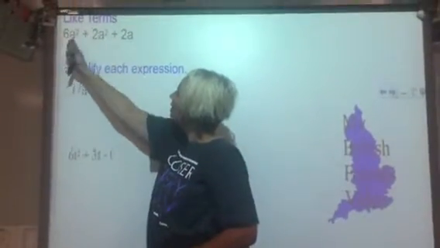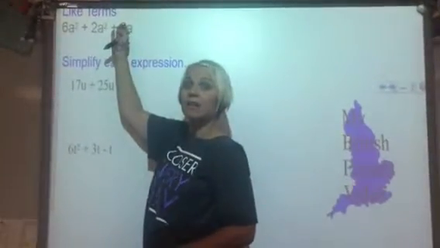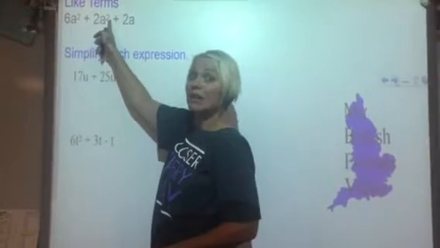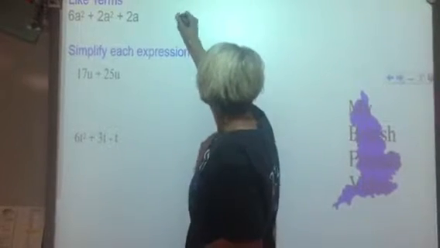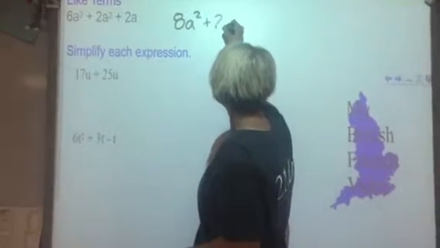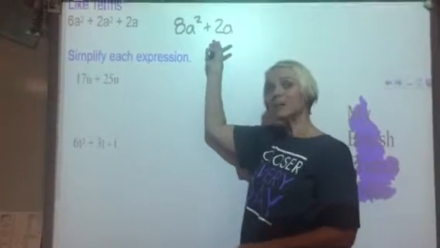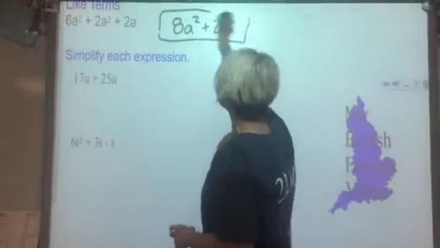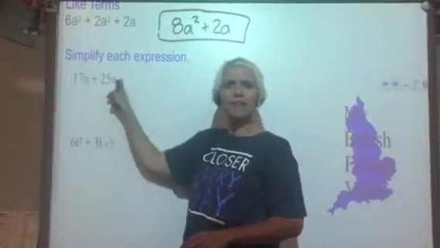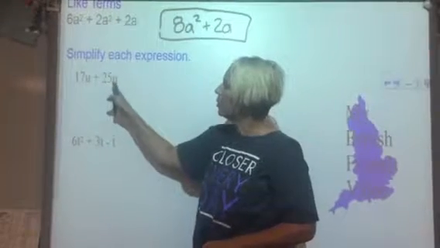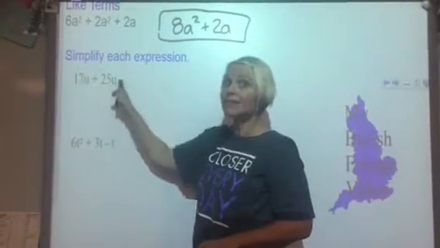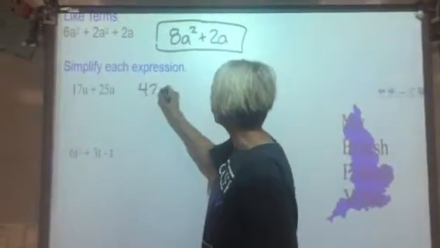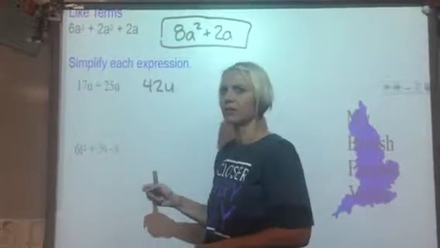All right, so like terms here, if you look, what can I combine? I can combine the a squares because they're the same letter, same power. So I have 6 plus 2, which is 8, a squareds. Now this 2a cannot be combined because it is a different power. Same letter, but different power. So this is actually simplified. Let's see if we can simplify this. 17u plus 25u. Well, if you look, they're all the same letter, same power. So yes, we can simplify those. I have 42u, and you can double check my addition there with your calculator if you want.